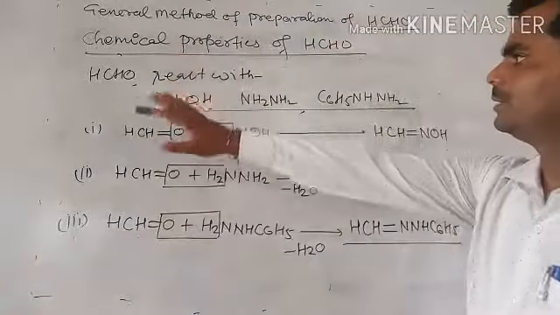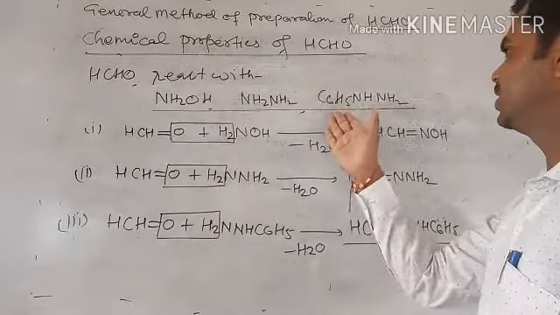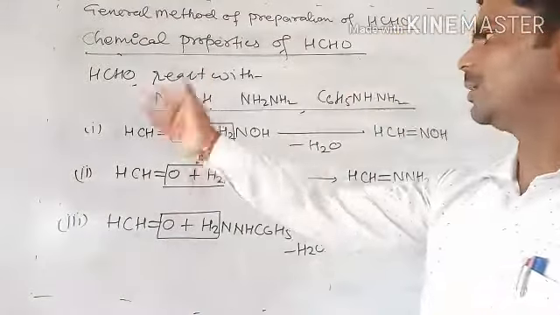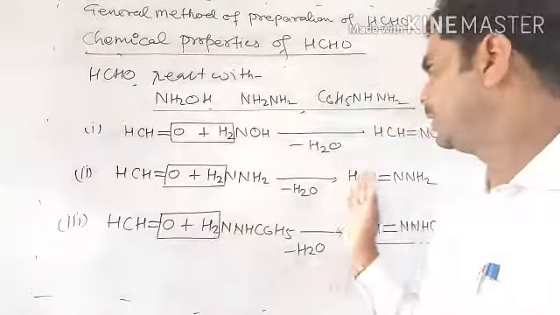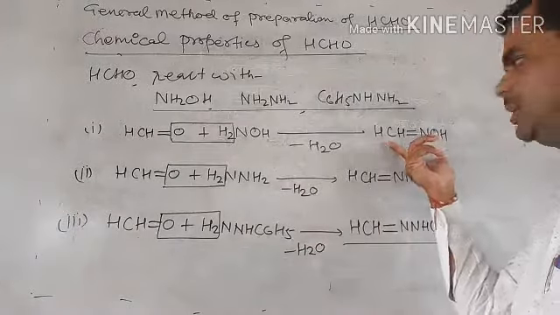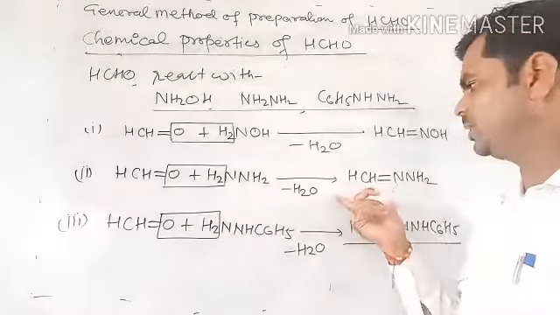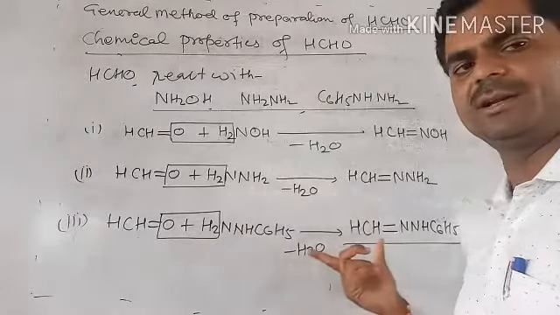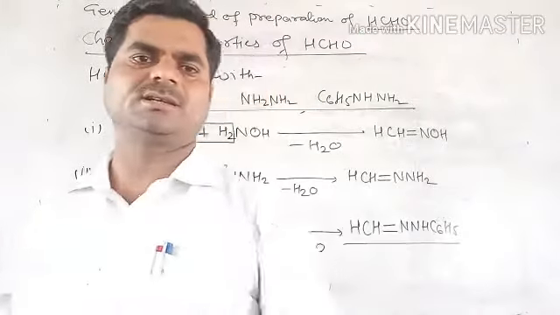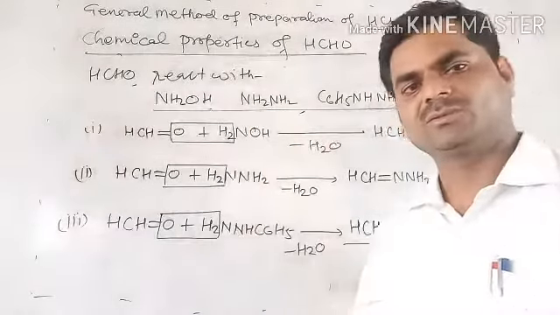So formaldehyde reacts with NH2OH, NH2NH2, and C6H5NHNH2. When formaldehyde reacts with hydroxylamine, hydrazine and phenylhydrazine, what happened? In the first case it forms formaldoxime, that is formaldoxime, and that is hydrazone. It means formaldehyde hydrazone, and that is formaldehyde phenylhydrazone. So there are most chemical reactions that come under formaldehyde. So as a result, that topic has been finished.